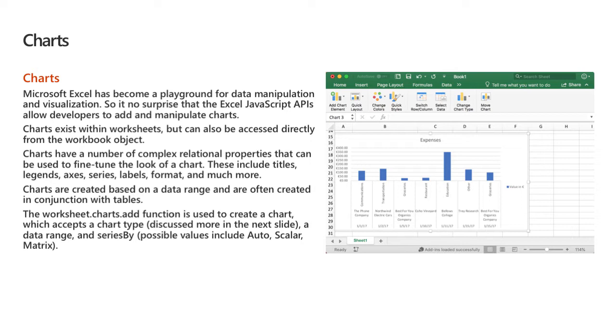Charts are created based on a data range and are often created in conjunction with tables. The worksheet.charts.add function is used to create a chart, which accepts a chart type, which is discussed more in just a moment, a data range, and a seriesBy. Possible values include things like auto, columns, and rows.